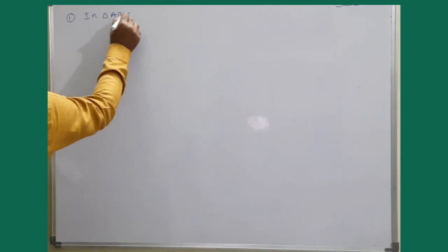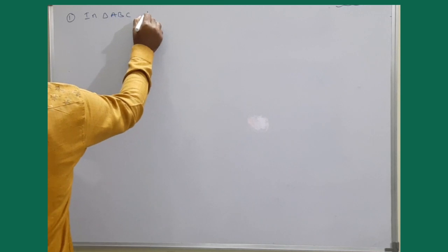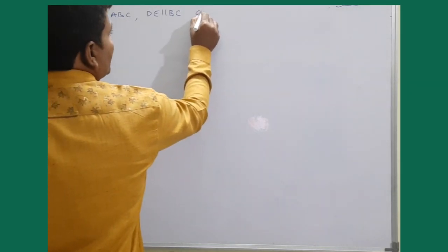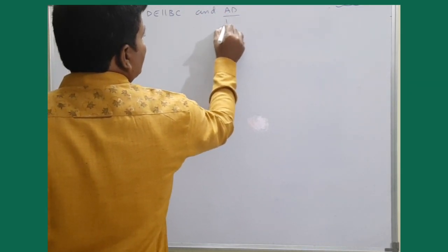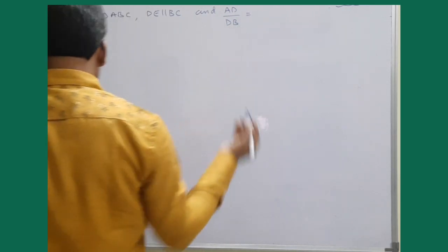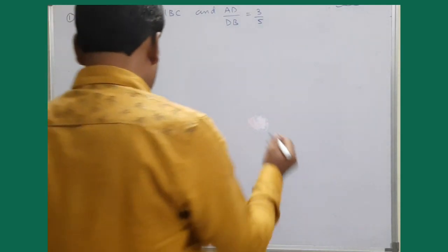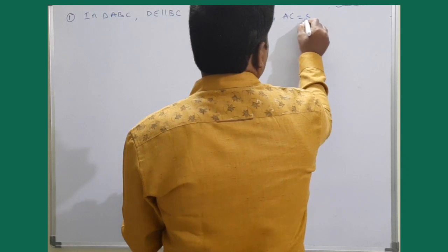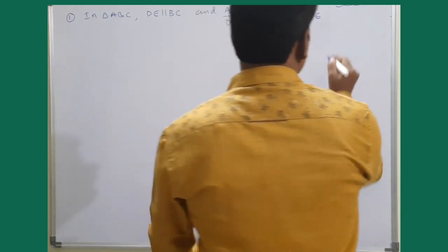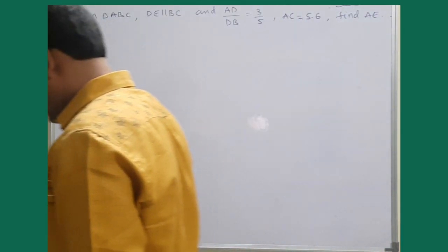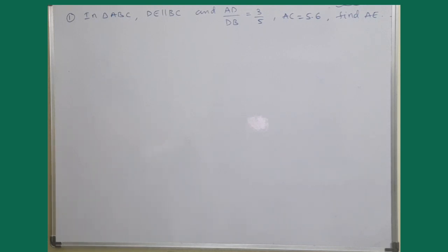Problem number 1. In triangle ABC, DE is parallel to BC, and moreover AD by DB is equal to 3 by 5, AC is equal to 5.6. Then find AE. Find the length of AE.